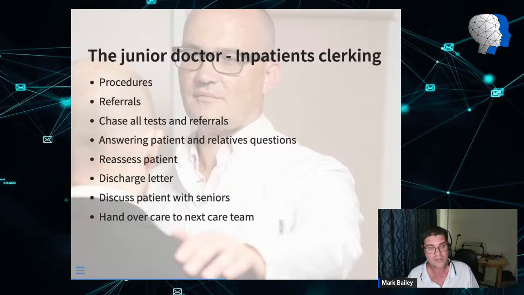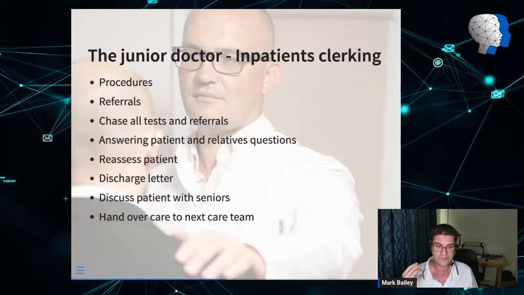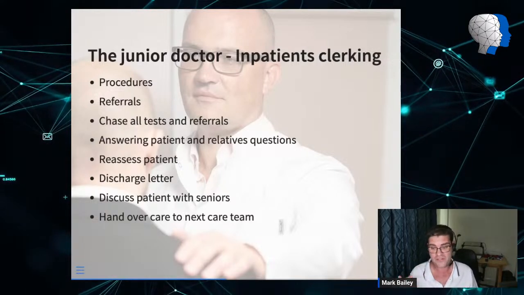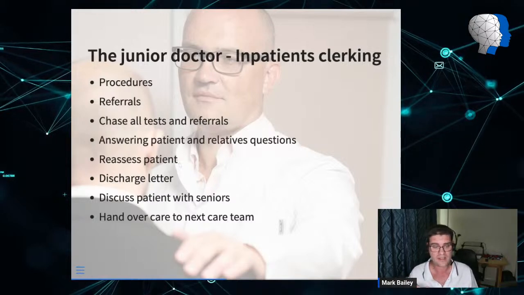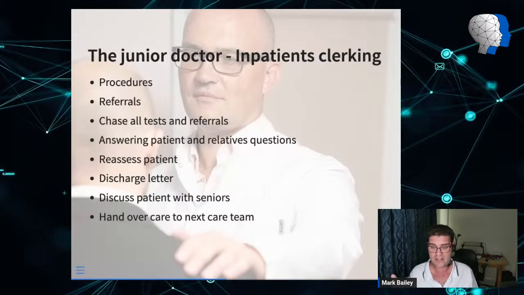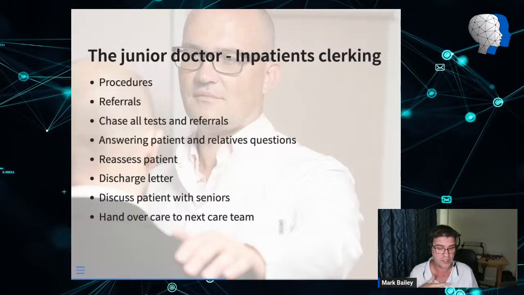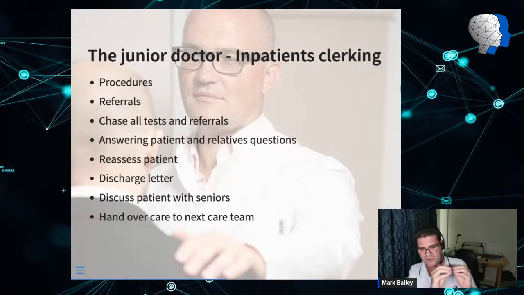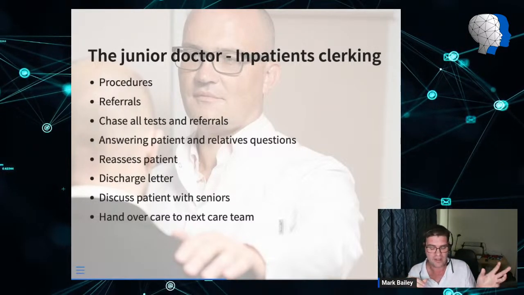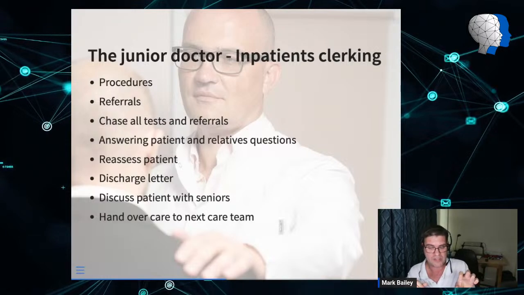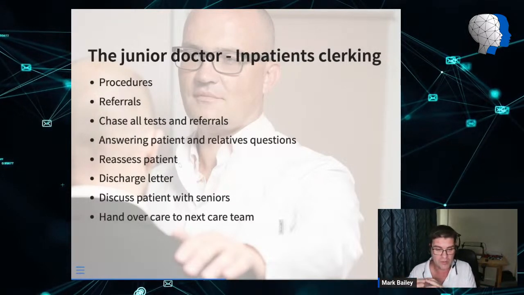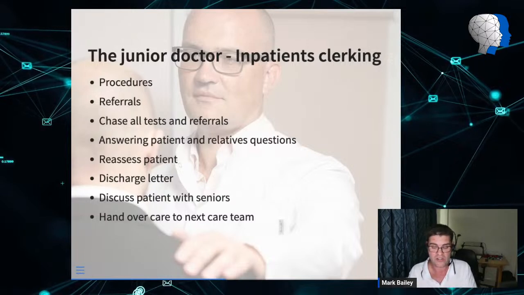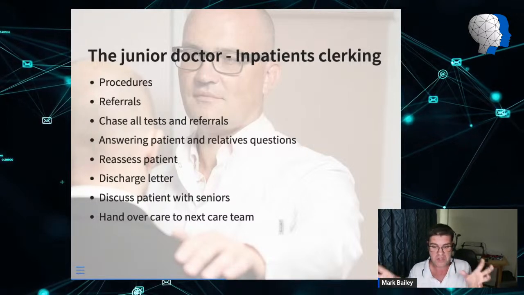When the patient is well, write a discharge letter. Discuss the patient with your seniors for what your plan is, so this could be with ward rounds. And hand over the care to the next team. So the patient goes from the acute medical unit, which is the sort of linear progression of most patients: they have symptoms, they come to the emergency department, they go into the acute medical unit, and then they go into the wards when they're more stable. And so you need to hand over that patient between each care unit, shall we say.